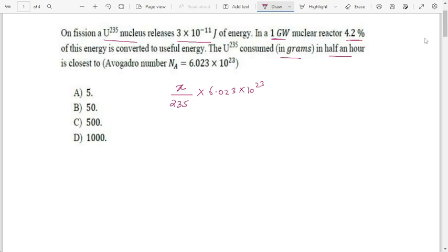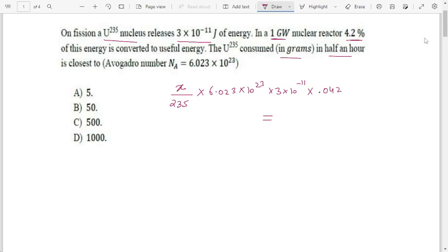So on consumption of these many atoms, x by 235 into these many atoms, how much energy will be released? Just multiply by 3 into 10 to the power minus 11. So this much energy will be released in half an hour by the consumption of uranium. But only 4.2% of this will be available in the reactor. So we also multiply this by 0.042. So this is the useful energy produced by the reactor in half an hour.